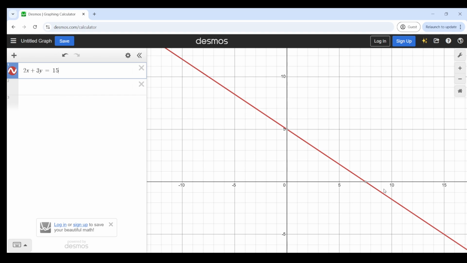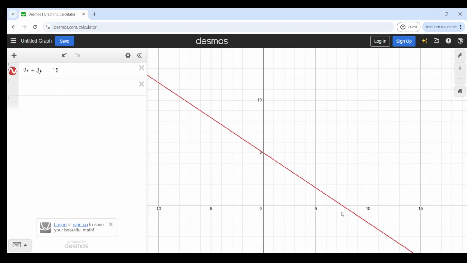As I'm sure you know, if you watched my video about what systems of equations are or have any prior experience with it, systems of equations are basically just two equations of lines or graphs. In this case, the graph for 2x plus 3y equals 15 is a line like this. So that's why the graph looks like this.